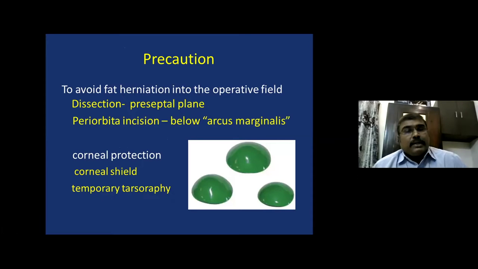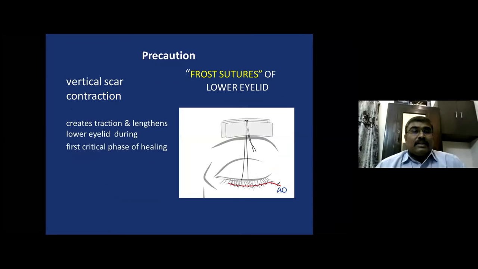The precaution to be taken during this dissection is to avoid fat herniation into the operative field. Dissection must continue in the preseptal plane. And second, the periorbita incision should be placed below the arcus marginalis, which is the confluence of the septum with the periorbitum. To protect the cornea, you can use a corneal shield or we can go for a temporary tarsorrhaphy. Another precaution to be taken while going for the lower eyelid approach is the application of Frost sutures to the lower eyelid. It creates traction and lengthens the lower eyelid during the first phase of healing, and it prevents the vertical scar contraction.